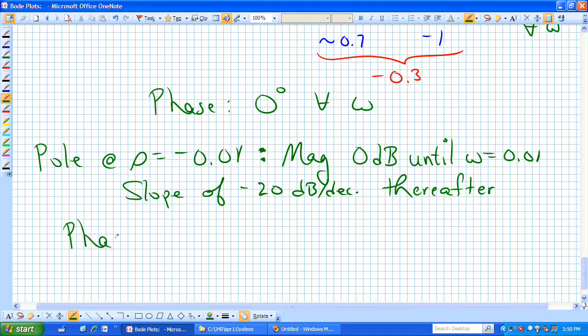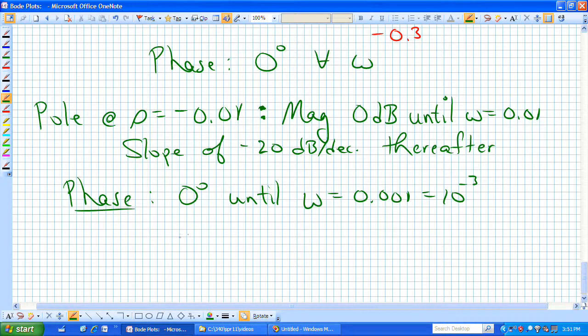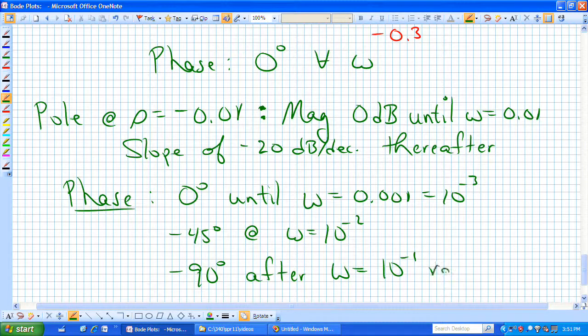The phase, again, starts a decade before and stops sloping a decade after. In this case, we're going to be at 0 degrees until a decade before our break frequency, which is 0.01 divided by 10, or 0.001. Let me write that in terms of powers of 10. It's a pole, so our phase is going down, and it will be at minus 45 degrees right at the break, which is 0.01, and then it will be at minus 90 degrees and stay at minus 90 degrees after a decade beyond the break, which is 10 times 0.01, or 10 to the minus 1 radians per second.